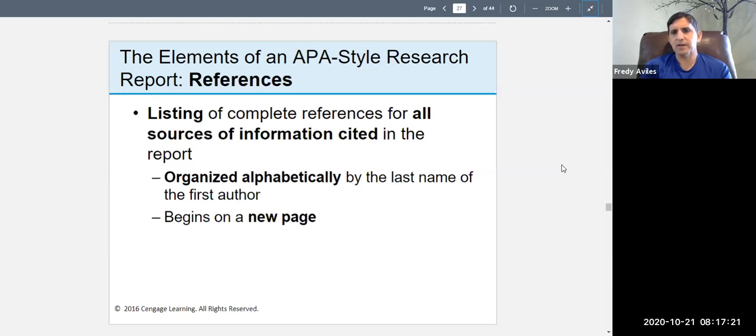They're organized alphabetically by the name of the first author, and the references begin a new page. So if your discussion ends halfway down the page, you're going to skip that half page and go right to the next page. The top of the page is where the references begin. And just to remind you about what it says on your syllabus, you need at least 5 references. You need to have cited at least 5 sources, and you need to list those same 5 sources in the references.